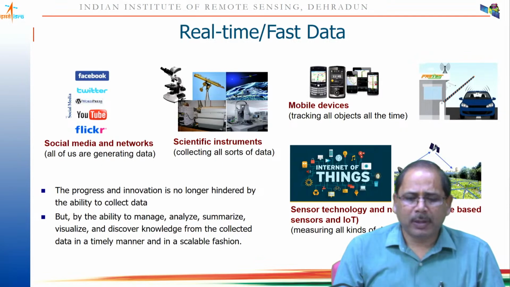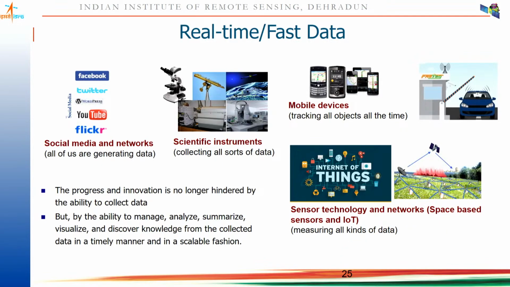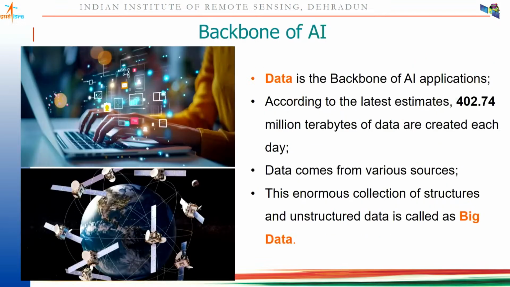And real-time, fast data from a variety of sources, like social media accounts, scientific instruments, mobile devices, like FASTag. A lot of information is getting updated in the database with very high frequency. Like a sensor network, we have that number of sensors on the ground and also in space, and space is equally playing a very, very important role here, with real-time updation of the data.